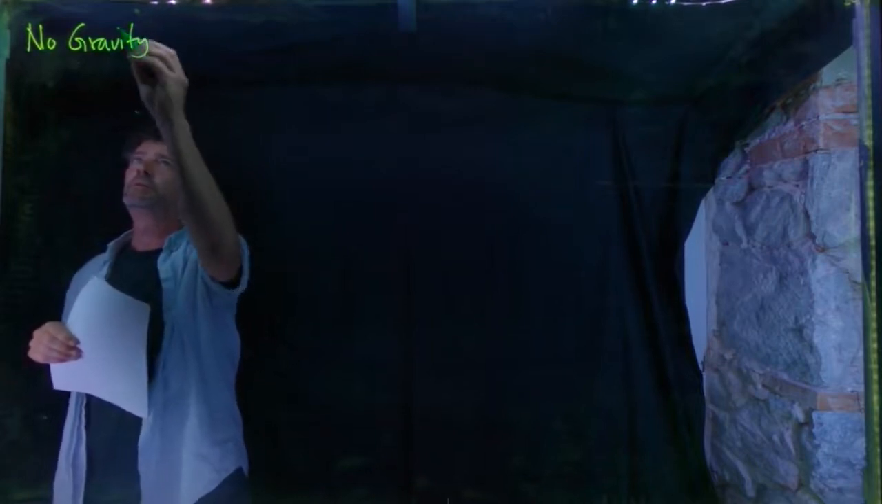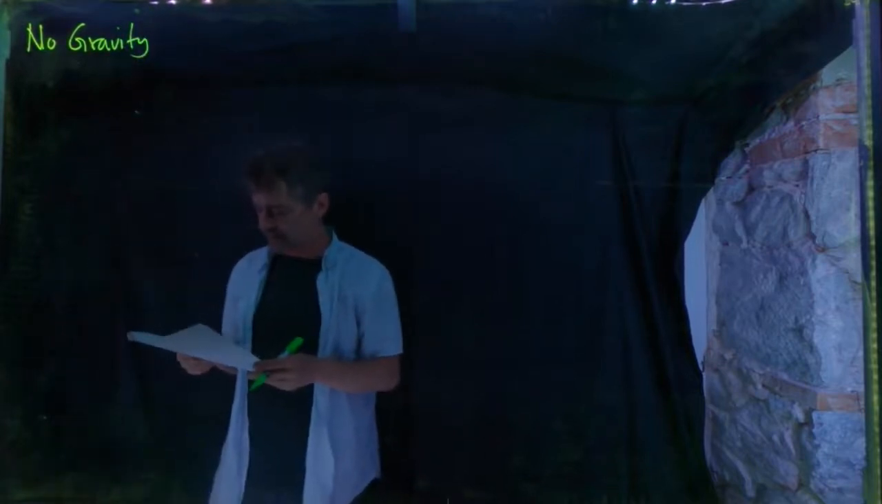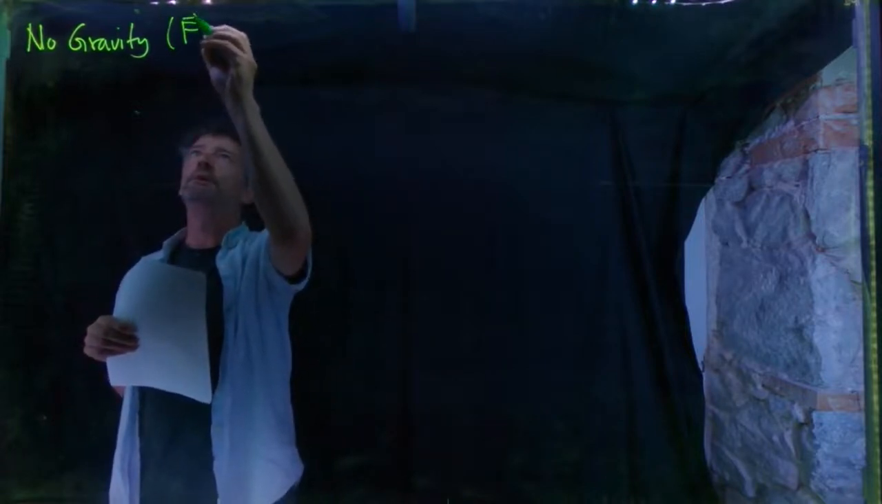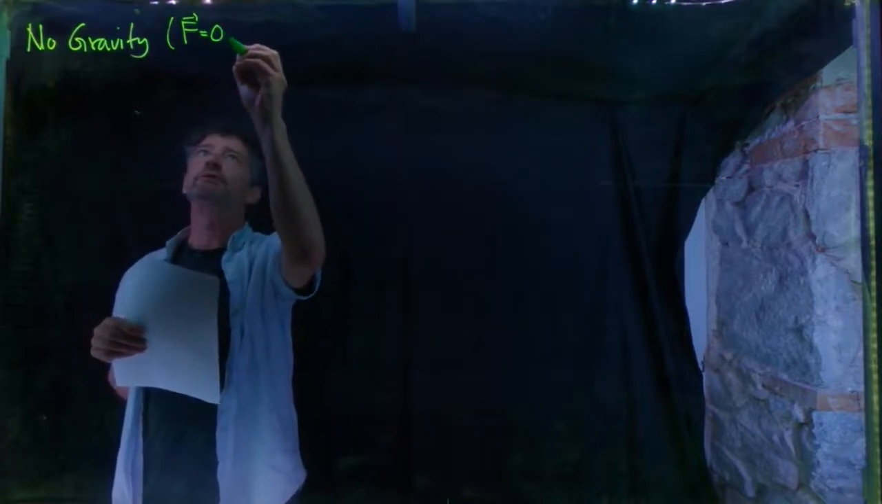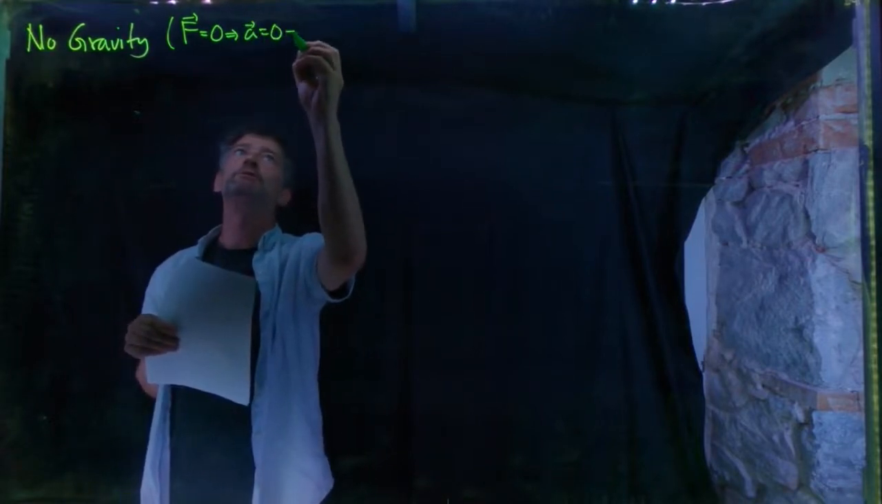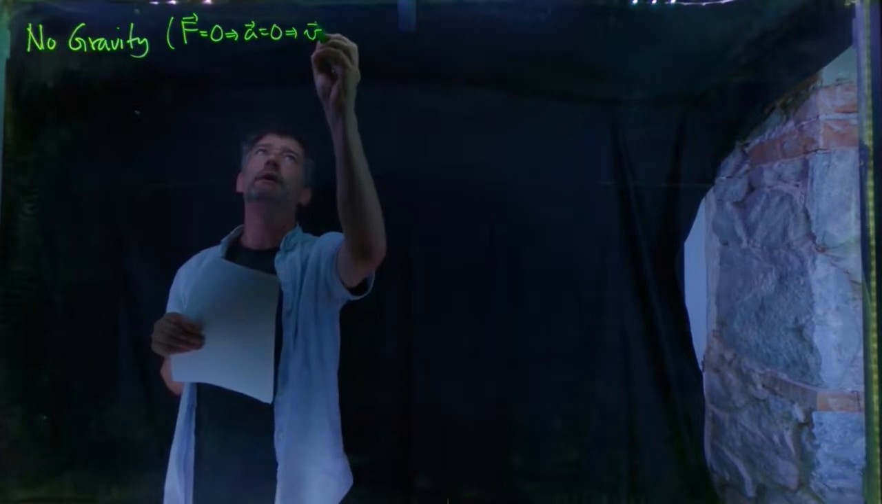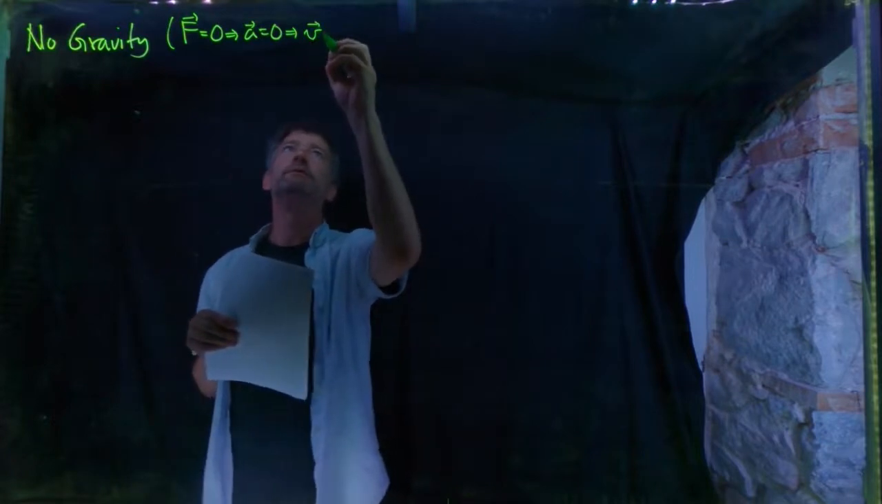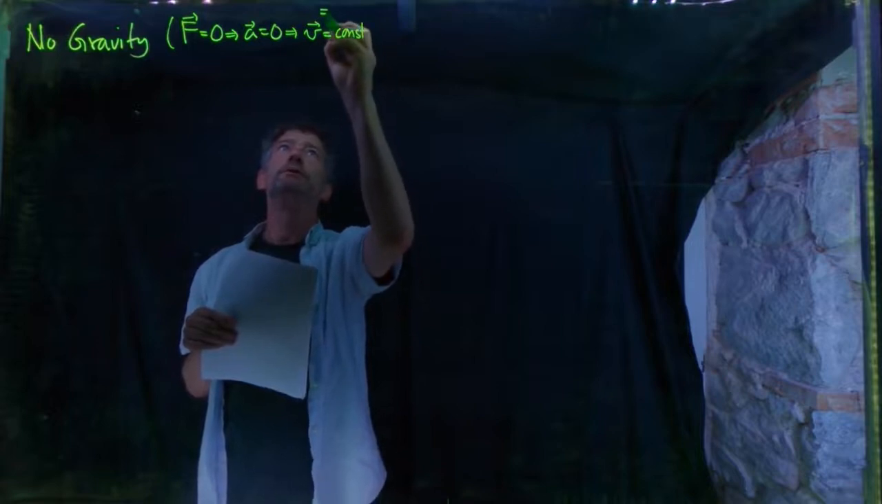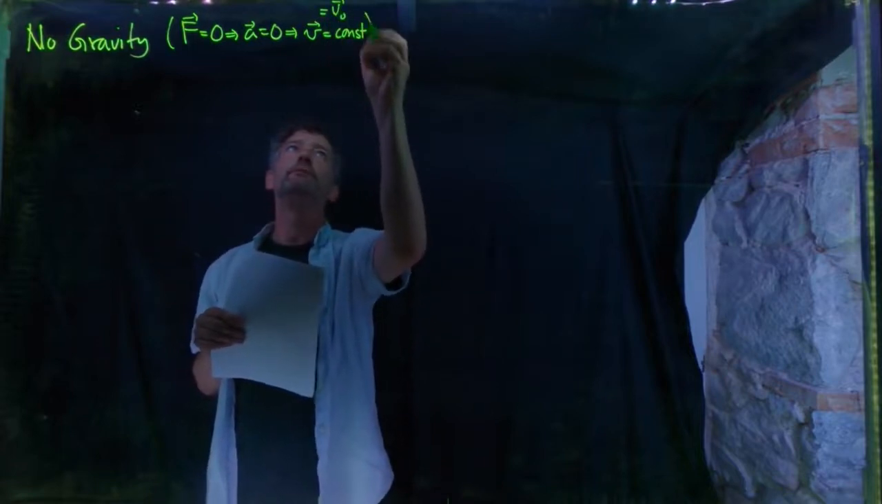And think about this, tossing the baseball. So when we say no gravity, what we mean then is, of course, the force is going to be 0, which tells you that the acceleration is equal to 0, which tells you that the velocity vector is constant, and it's just equal to its initial value v0.